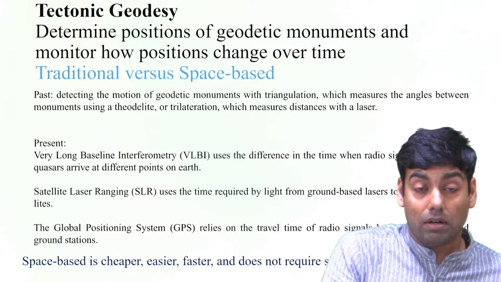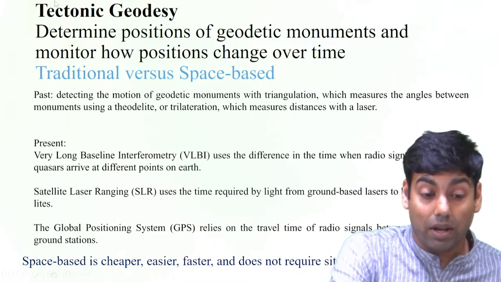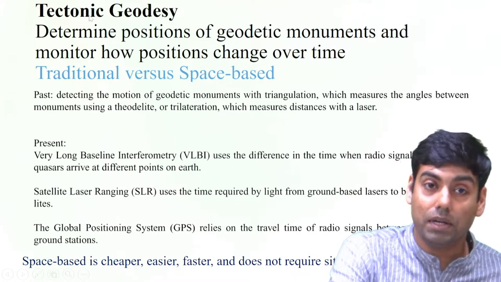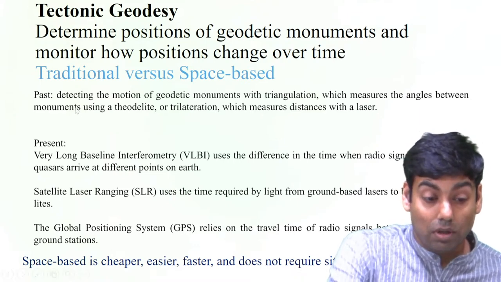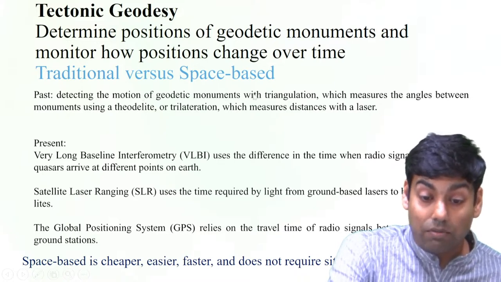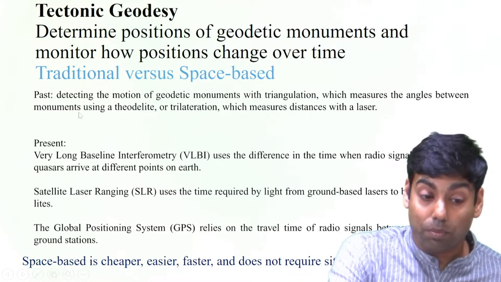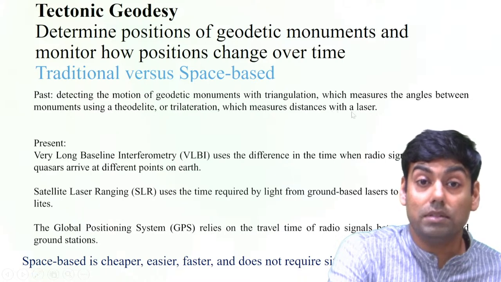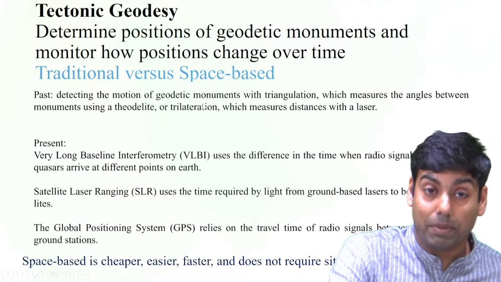If we go into the history, there was a traditional way to study crustal deformation with the help of geodetic techniques, because GPS and GRACE are geodetic techniques. The past technique was to detect geodetic movement with the triangulation method, which measures the angle between monuments using a theodolite, or trilateration, measuring distances with a laser. This is the traditional method, but it is very time consuming.